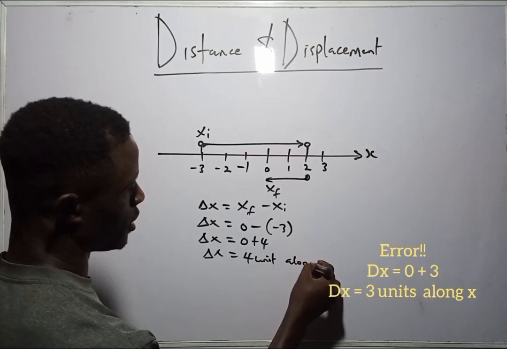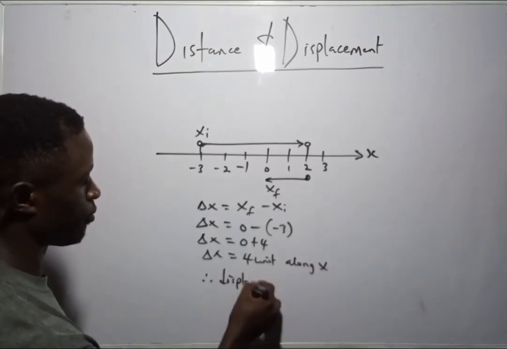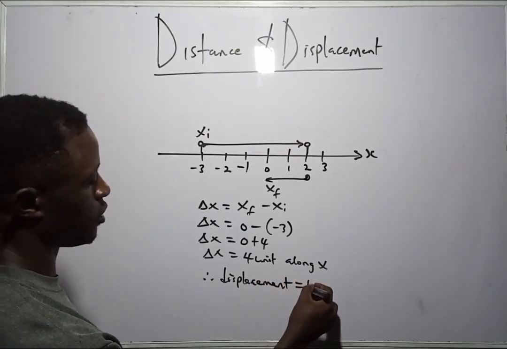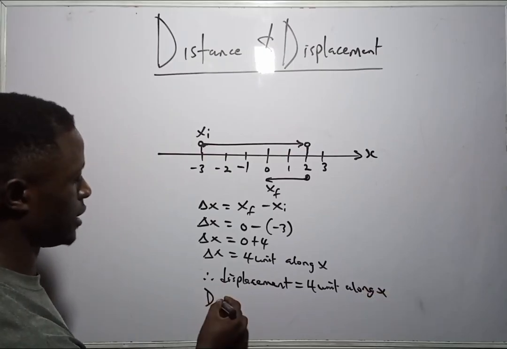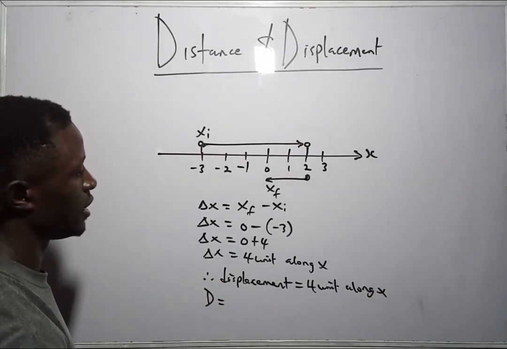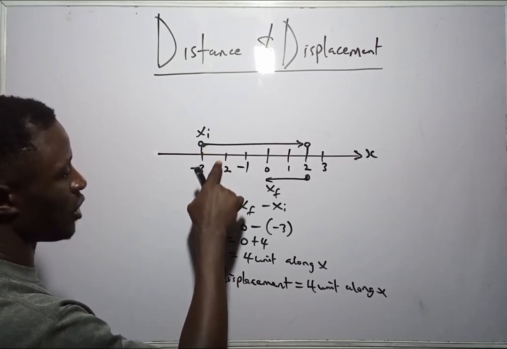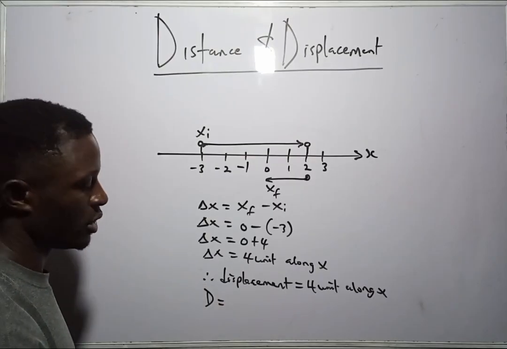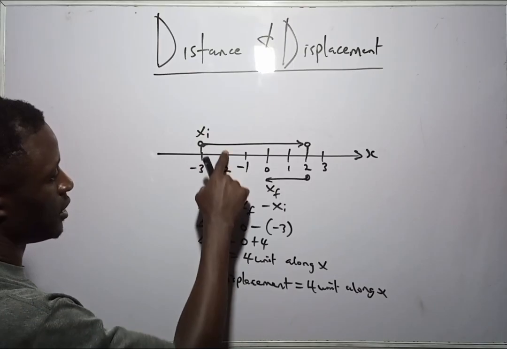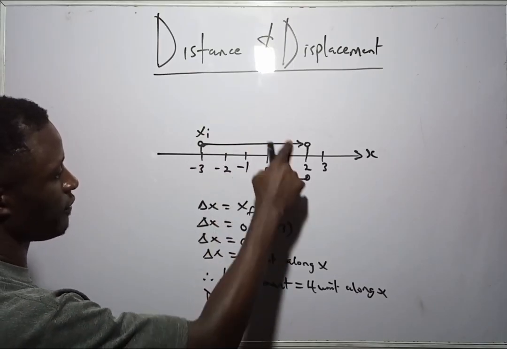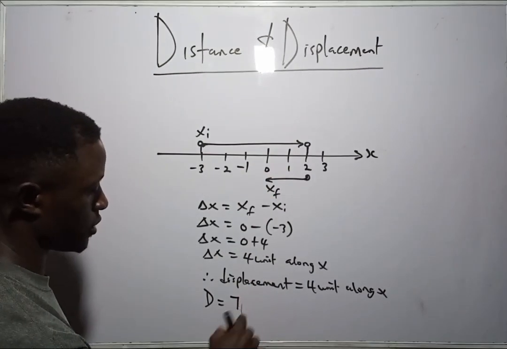still along x. Therefore, displacement is equal to 4 units along x. Then how do we calculate the distance in this case? The distance is just going to be from here. You are going to count it. All the points that were covered throughout the journey are what you are going to calculate under your distance. So from -3 to 2, that's 1, 2, 3, 4, 5, 6, 7. That is going to give you 7 units.